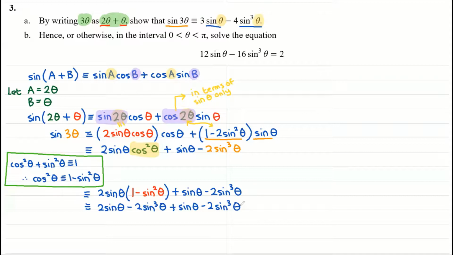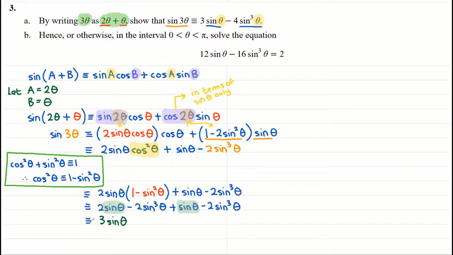Well, the like terms in trigonometry are whether it's squared, cubed, power 1, and whether it's, of course, sine, cos, tan, or some other trig function. So we've got sine theta there, plus sine theta there. So that's 2 plus 1, which is, of course, 3. 3 lots of sine theta, first of all. Okay. So we collected those together.